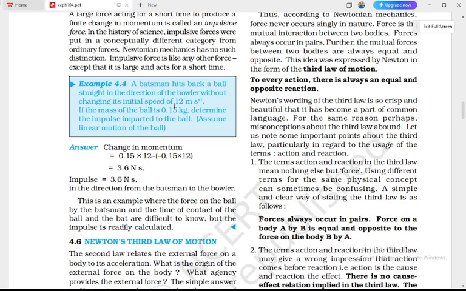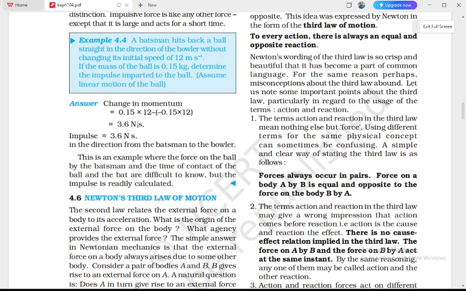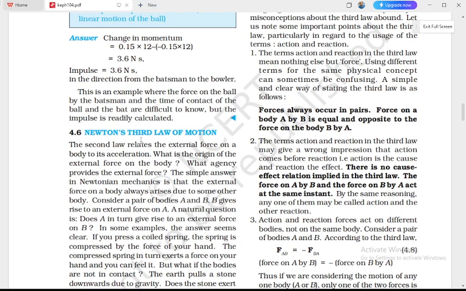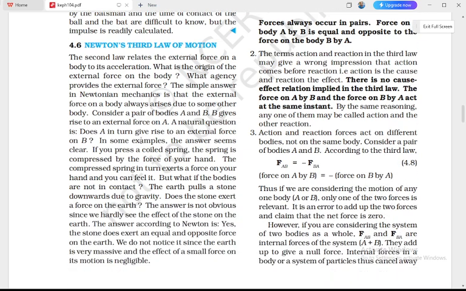Here you see that a batsman hits back a ball straight in the direction of the bowler without changing its initial speed of 12 meters per second. If the mass of the ball is 0.15 kg, determine the impulse imparted to the ball. Assume linear motion of the ball. Hence, the change in momentum is 3.6 Newton-second in the direction from the batsman to the bowler. This is an example where the force on the ball by the batsman at the time of contact of the ball and the bat is difficult to know, but the impulse is readily calculated.